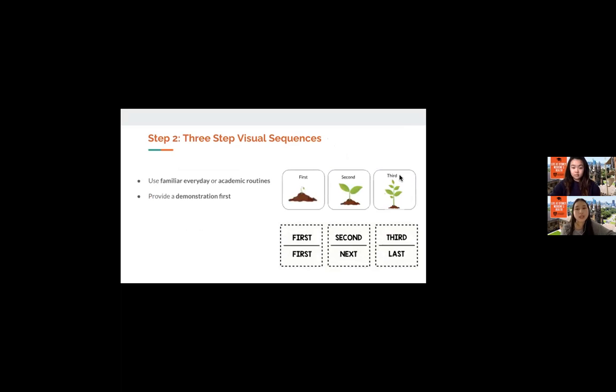The next step is to sequence 3 steps that are familiar. As previously done, you can start by providing a demonstration. Describe the sequence using the words first, next, and last, or first, second, and third. After you've introduced that new vocabulary, you can ask the child to rearrange the pictures themselves by asking what happened first, what happened second, what happened last.